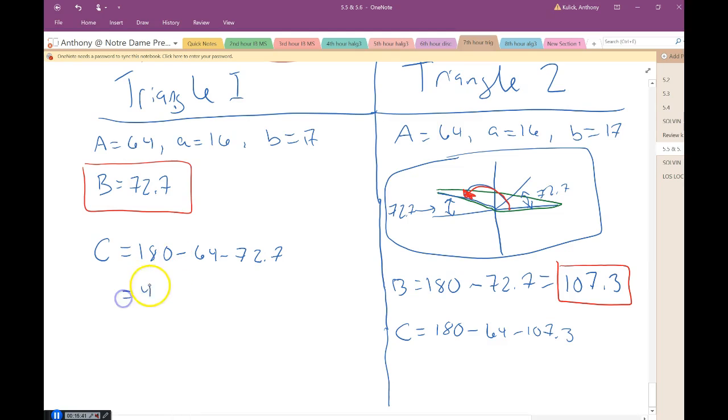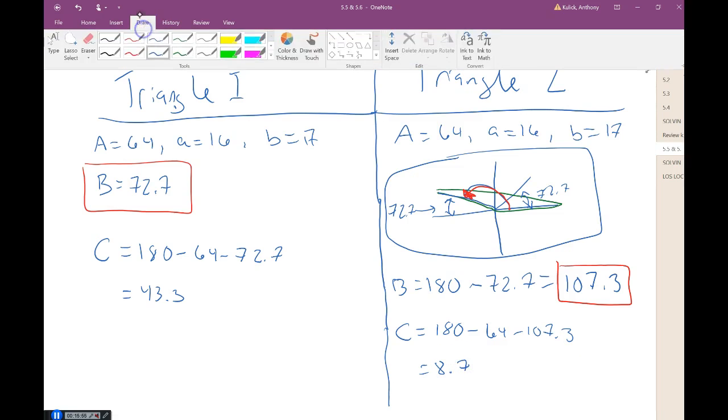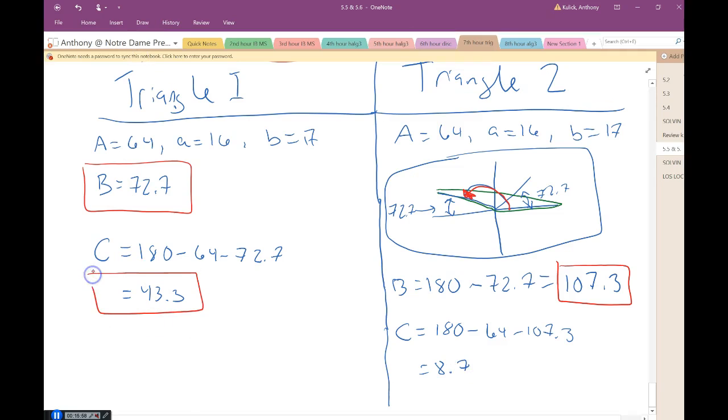So this one I get 43.3. And this one I get 8.7. So those are my answers for angles B and C. And you should probably make sure that you're writing degree symbols on these, because it's really easy to confuse 8.7 with a side length, right? So be careful about that. Everybody good so far?